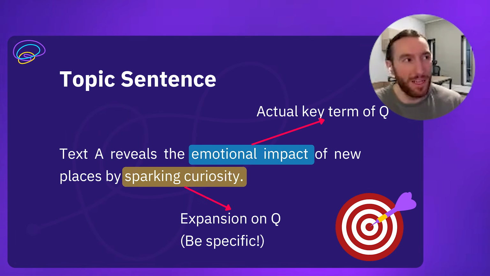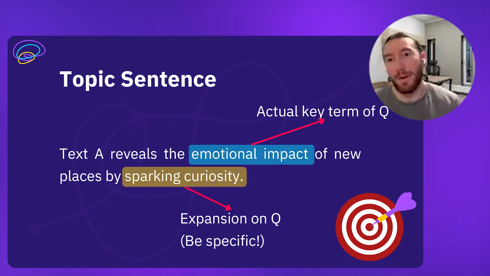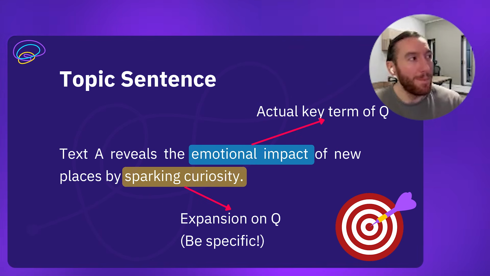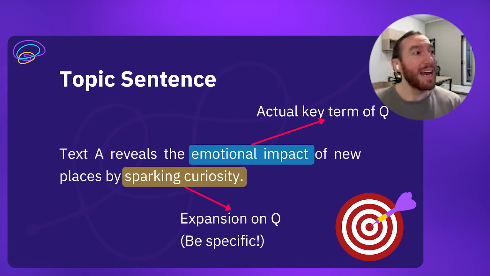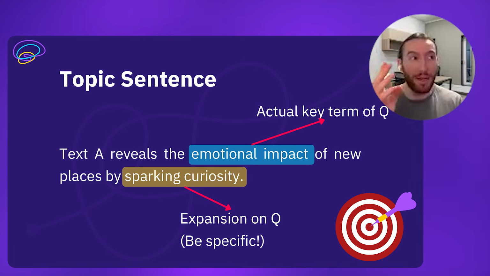Imagine you got asked a question and the key word was impact or emotion. What human emotions are revealed by the text? Or what does the text reveal about the impacts of certain human experiences? Well, notice this example, right? Notice how simple the start is. Text A reveals. Just use the words of the question to start the topic sentence. Doesn't need to be fancy. Text A reveals the emotional impact. That's responding directly and using the key terms of the question.